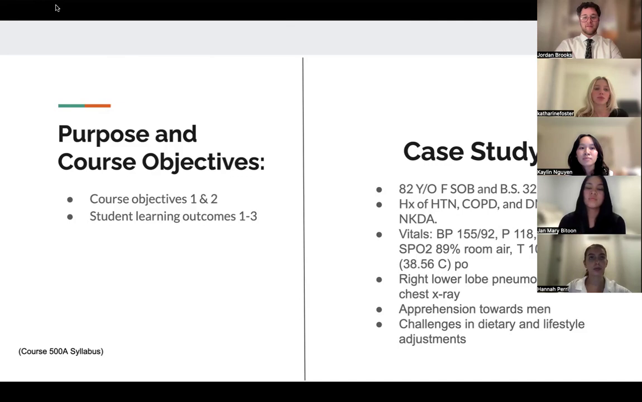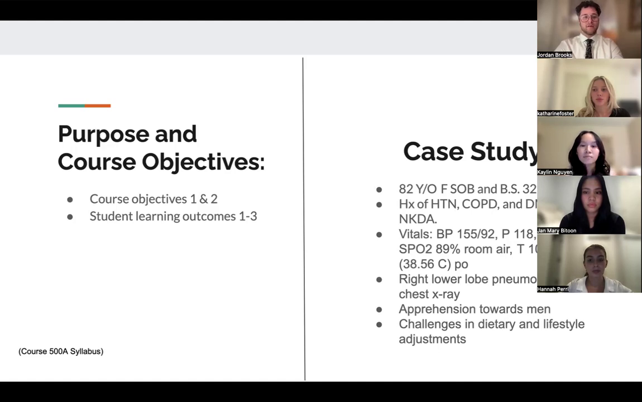We have an 82-year-old female. She presented to the hospital with shortness of breath and a blood sugar of 325. She has a history of hypertension, COPD, and diabetes with no known drug allergies. Her vitals were a BP of 155 over 92, pulse of 118, respiration rate of 24, SpO2 89 on room air, and a temperature of 101.4. The chest x-ray showed a pneumonia in her lower right lobe.